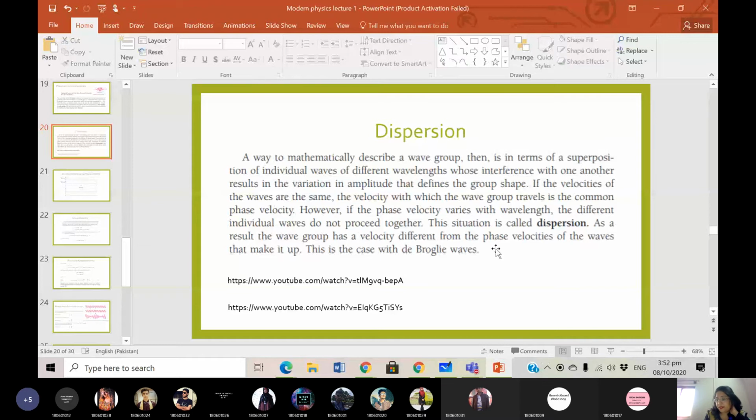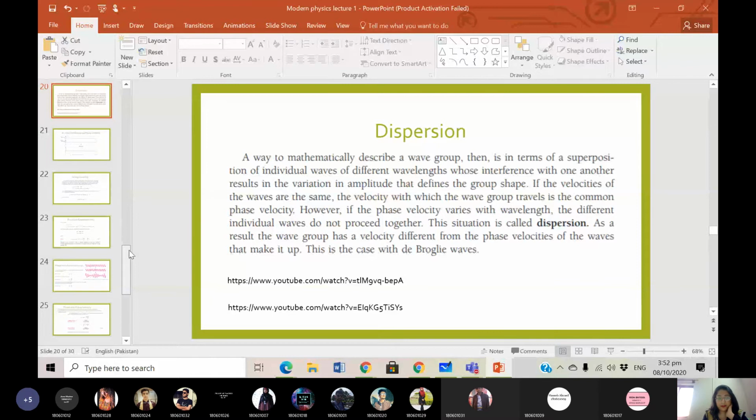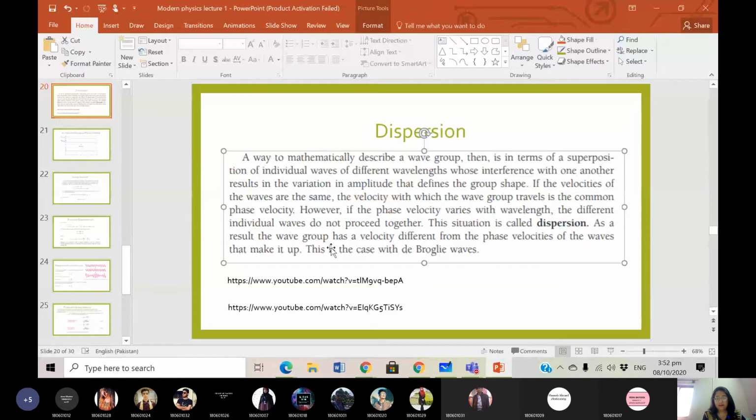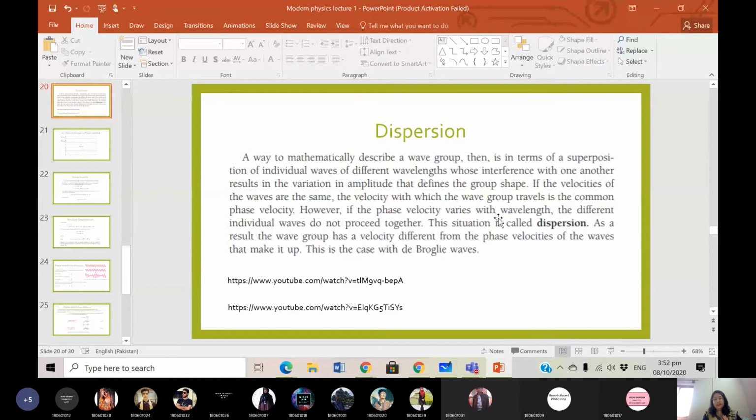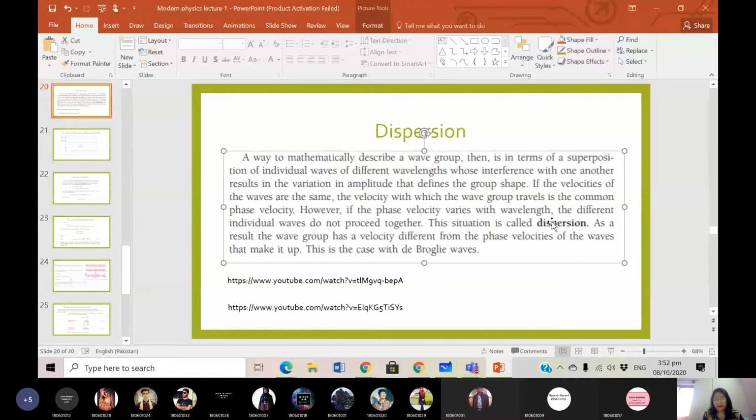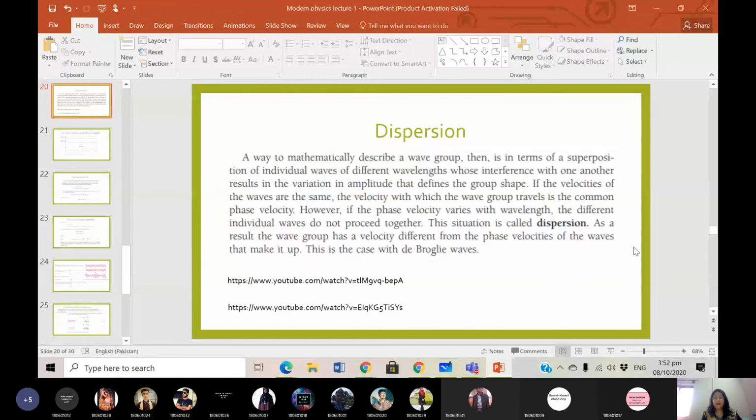And हम calculations करेंगे, ठीक है, derivations करेंगे इसमें, फिर हमें ज़्यादा पता लगेगा कि phase velocity कब same होती है group velocity से और कब difference होती है, ठीक है? So we get dispersion. As a result, the wave group has a velocity different from the phase velocities of the waves that make it up. If the phase velocity varies with the wavelength, the different individual speeds do not proceed together, ठीक है? So if the phase velocity varies with wavelength, ये फिर हम next time कर लेंगे, dispersion.